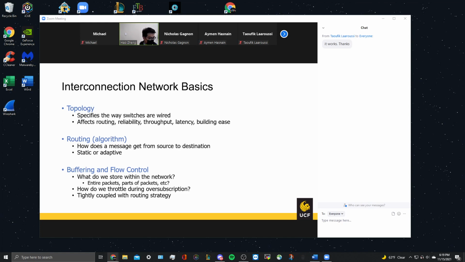And buffering and flow control. So what do we store within the network? The entire packet or parts of the packet, etc. So there are many things that we need to consider. So you may ask, why do we need to buffer some messages, right? This is because we need to process the data stage by stage, right? So you must have some buffer to store this data at the intermediate stages, like the pipeline. Am I right?